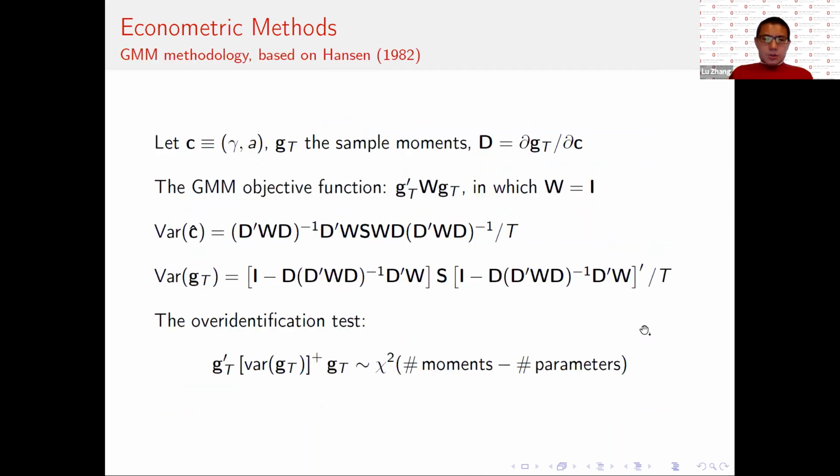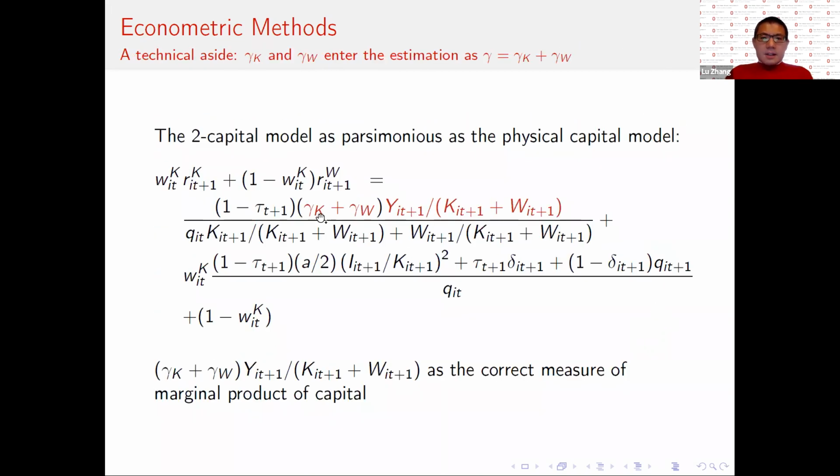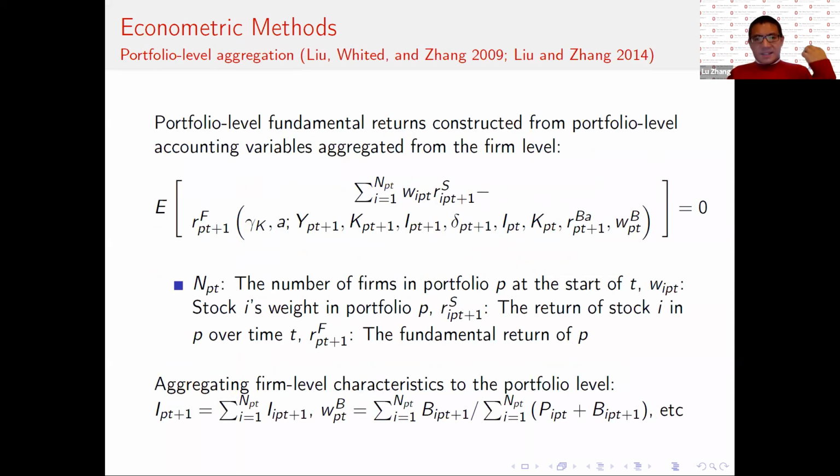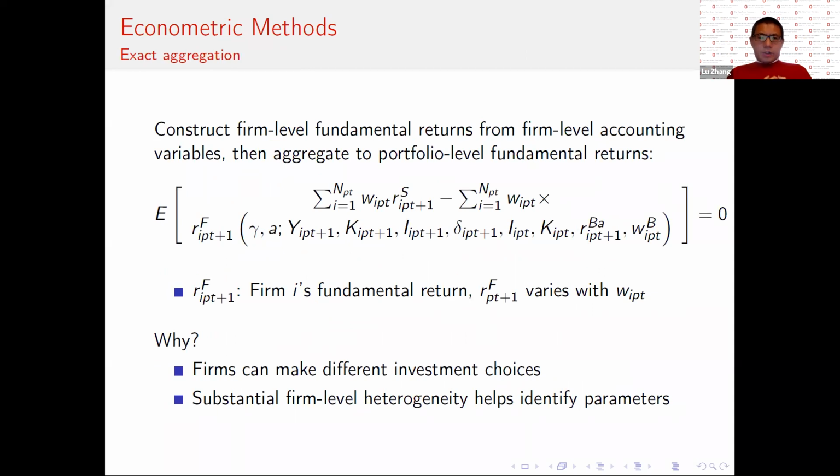Oh, I should mention that because the two gammas enter the weighted average investment returns in terms of their sum, gamma, the two capital model has only two parameters, gamma and A, the adjustment cost parameter for physical capital, because there's no adjustment cost on working capital. As a result, the two capital model, just like the one capital model, has two parameters. So it is as parsimonious as the physical capital model, and this facilitates comparison with the prior literature.